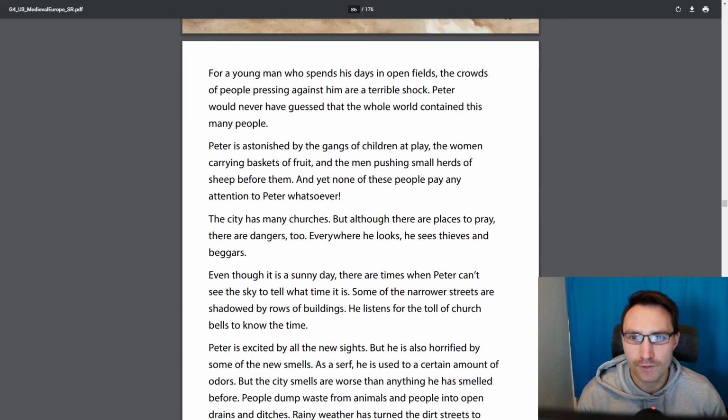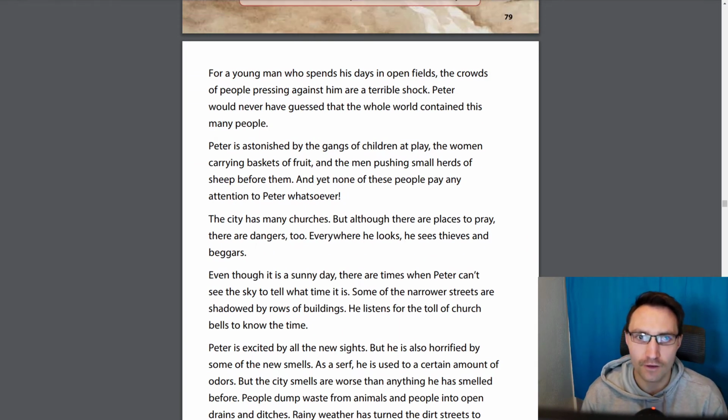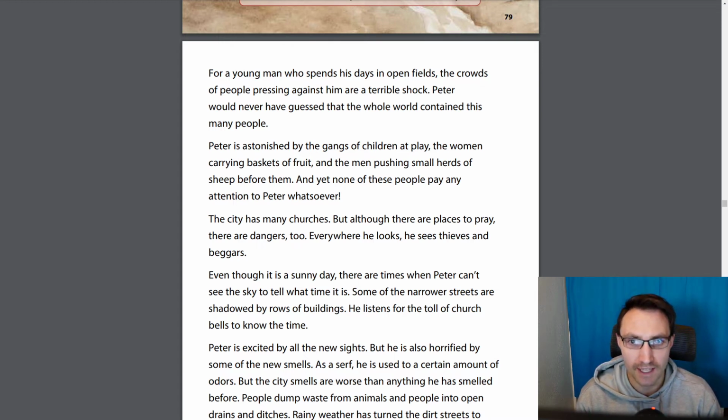For a young man who spends his days in open fields, the crowds of people pressing against him are a terrible shock. Peter would never have guessed that the whole world contained this many people. Peter is astonished by the gangs of children at play, the women carrying baskets of fruit, and the men pushing small herds of sheep before them. And yet none of these people pay any attention to Peter whatsoever.